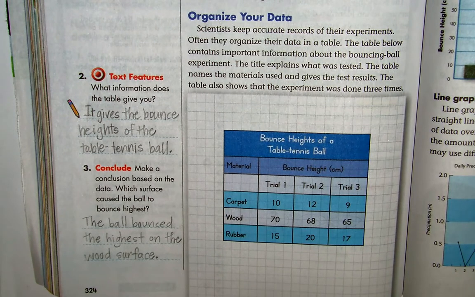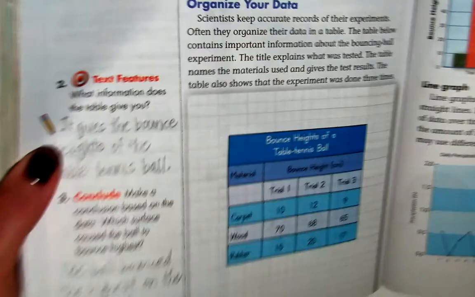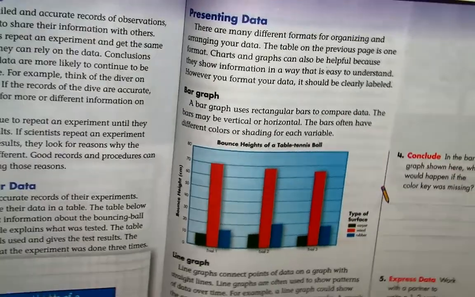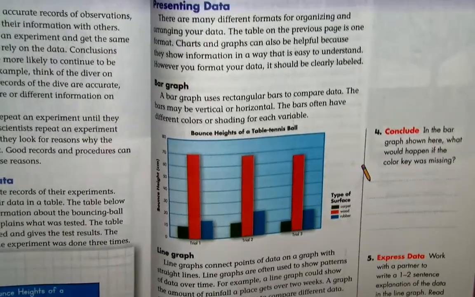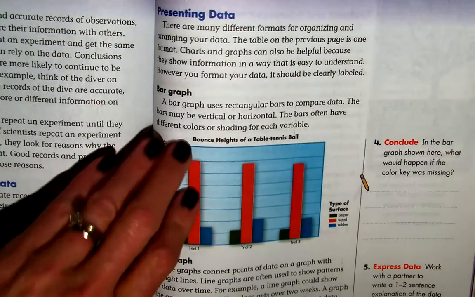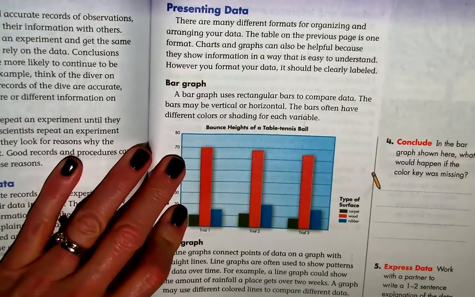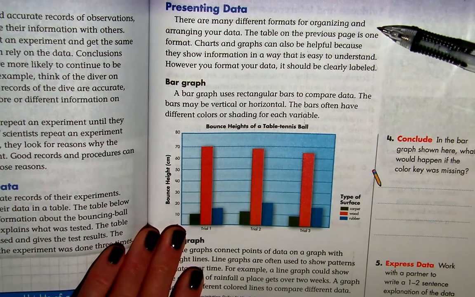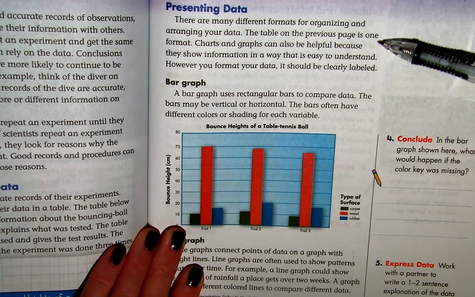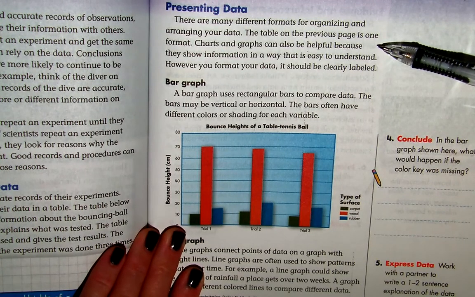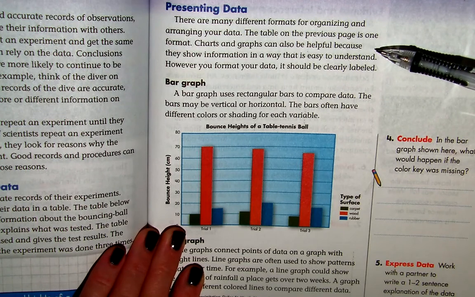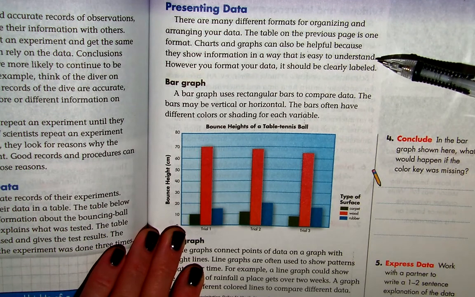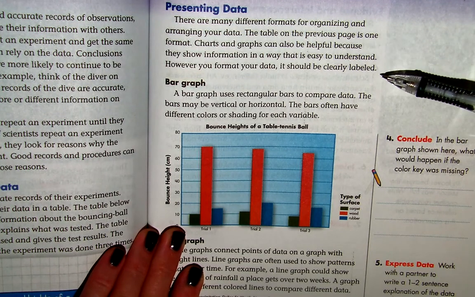Okay, moving on to page 325. The next important part of drawing conclusions for scientists is presenting data. And so there are many different formats for organizing and arranging your data. The table on the previous page is one format. Charts and graphs can also be helpful because they show information in a way that is easy to understand. However you format your data, it should be clearly labeled.